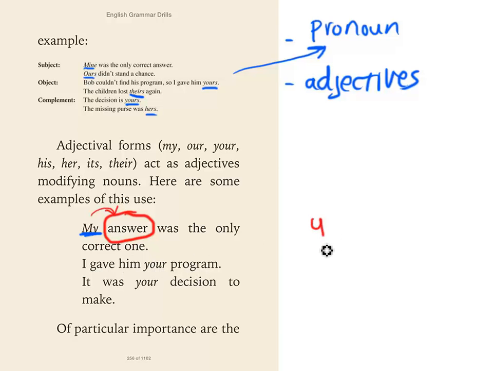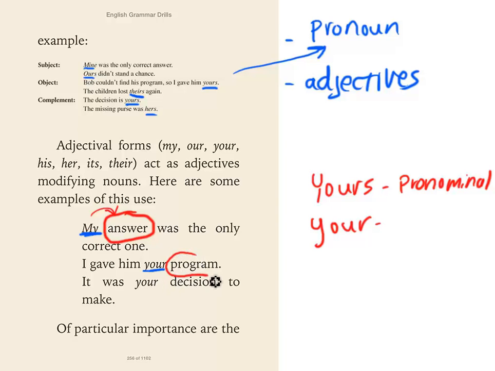Okay? Down here, I gave him your program. Well, the difference between your and yours, okay, this is a pronominal. It acts as a true pronoun. This acts as an adjective, okay? This is a possessive, acts like a possessive adjective. And let's take a look at the difference here. I gave him your program. Well, the your is the adjective, and then it modifies, tells which program. Okay, that's different than up here.